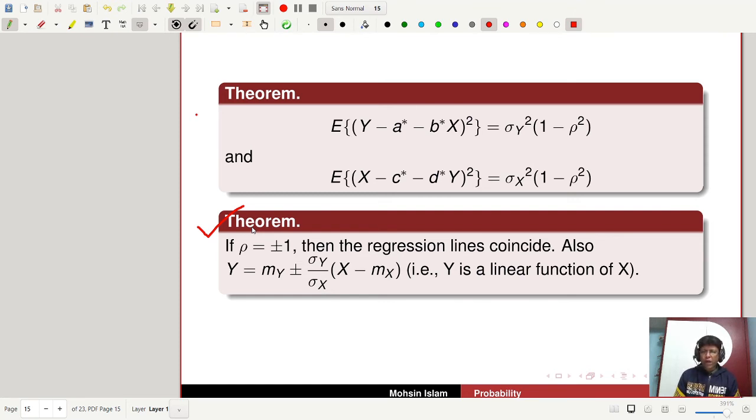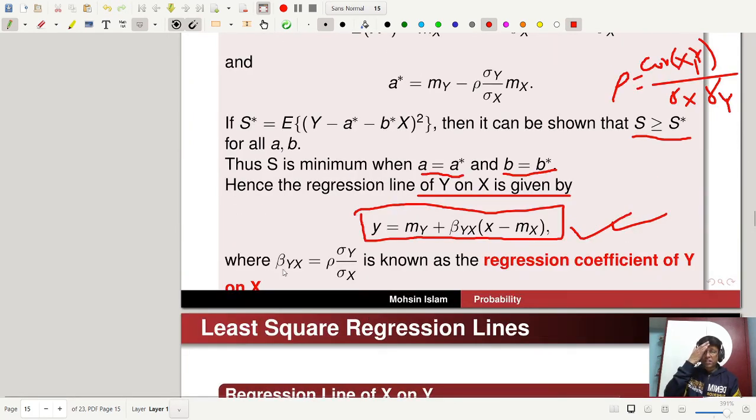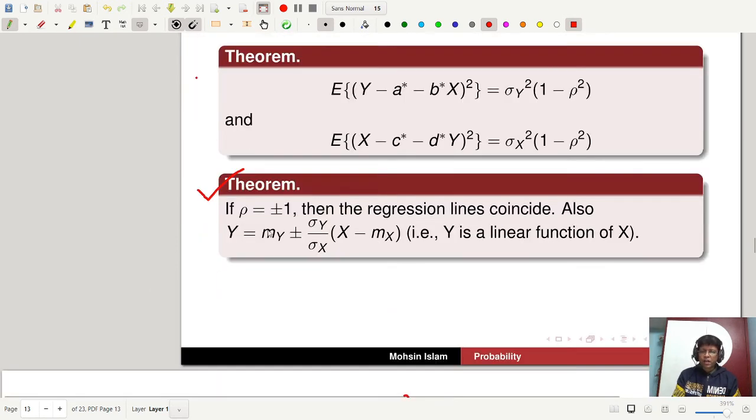Also y equal to my plus minus sigma y by sigma x, x minus mx. So that is, y is a linear function of x in that case. If rho is equal to plus minus 1, then the regression line of y on x is given by this relation. This is the regression line of y on x. So if you substitute rho equal to plus minus 1, there will be a linear relationship between y and x. So that was the theorem: if rho is equal to plus minus 1, then the regression lines coincide. Also y is a linear function of x.